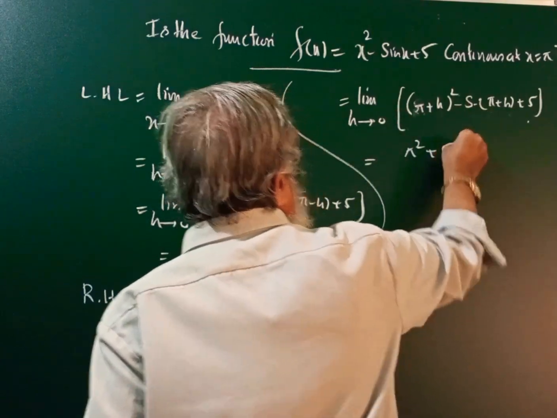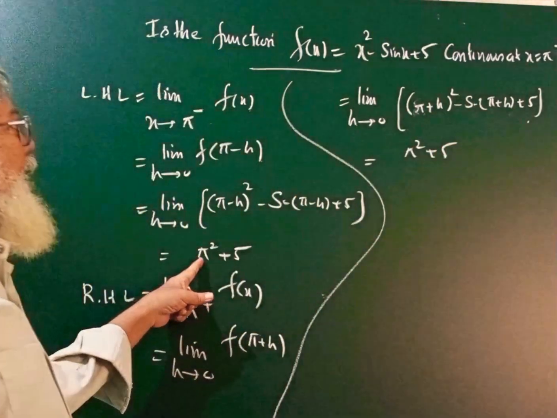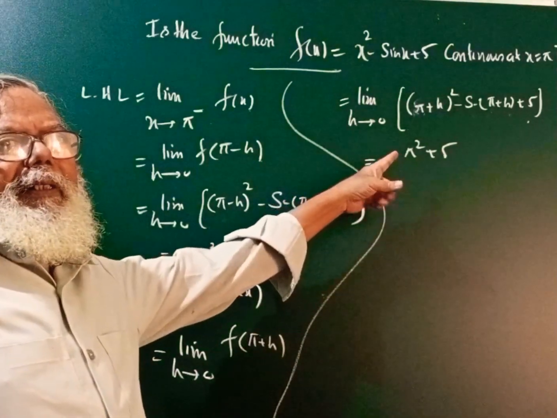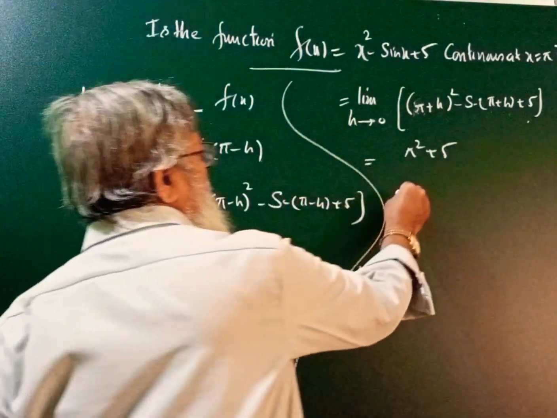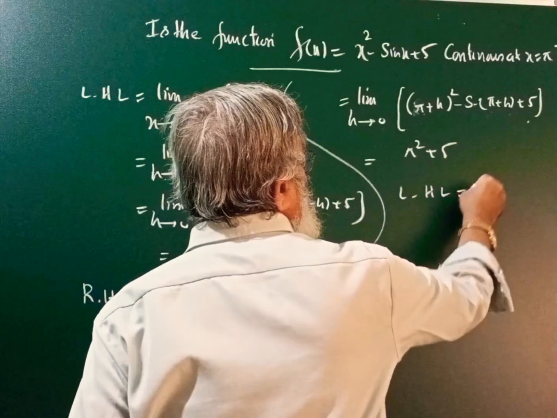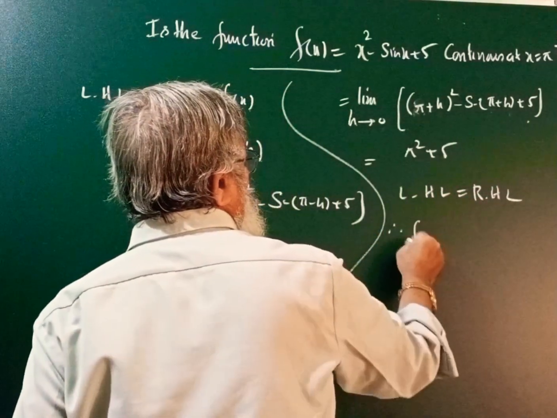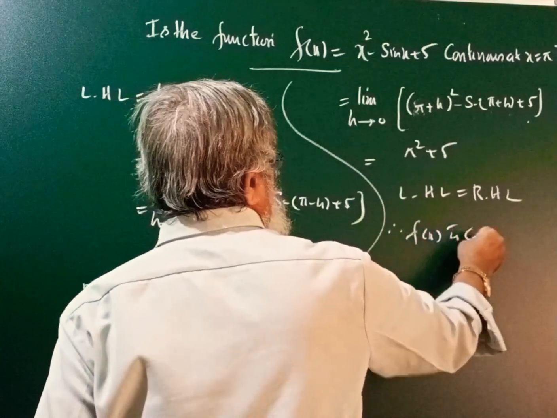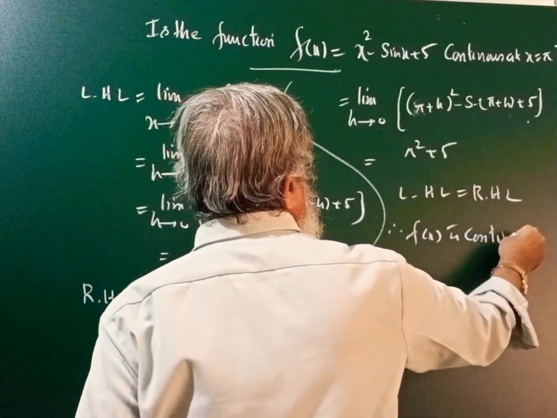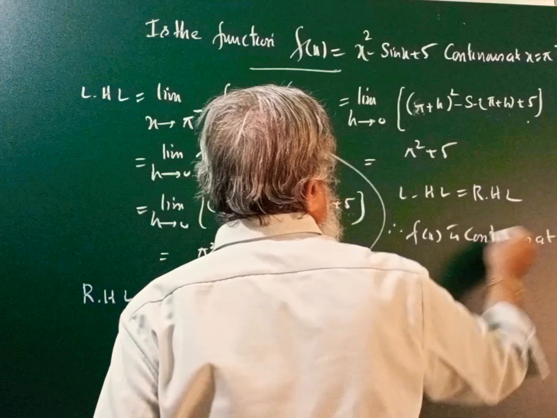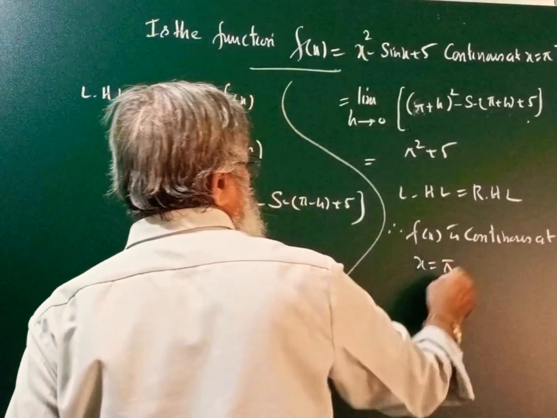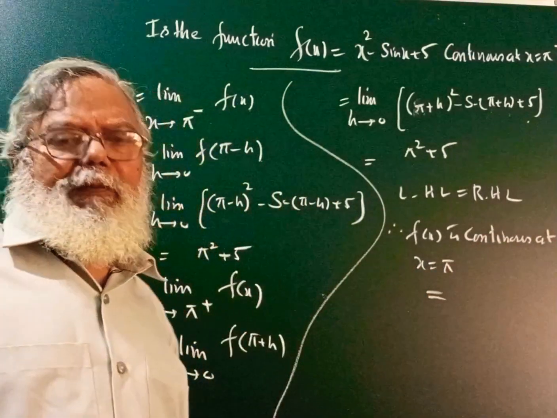So it is 5. See this here, the left hand limit and right hand limit, they are same. So therefore, left hand limit is equal to right hand limit. Therefore, f(x) is continuous at x is equal to pi. That proves the given problem.